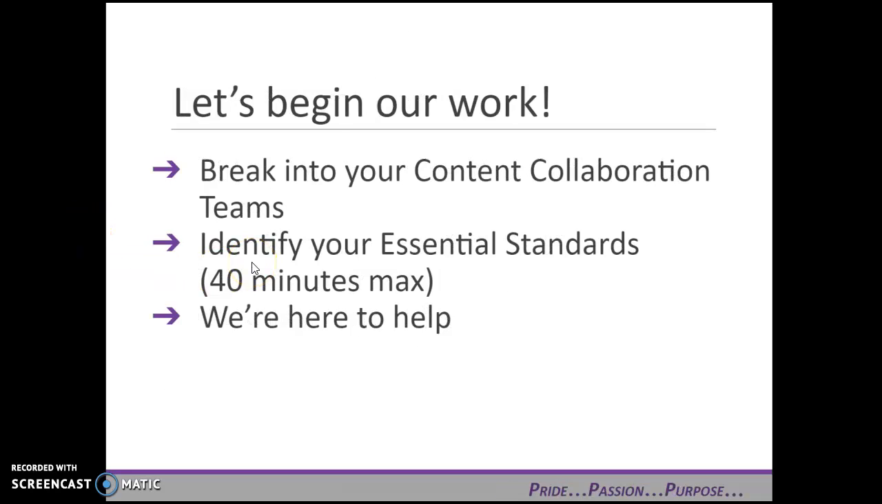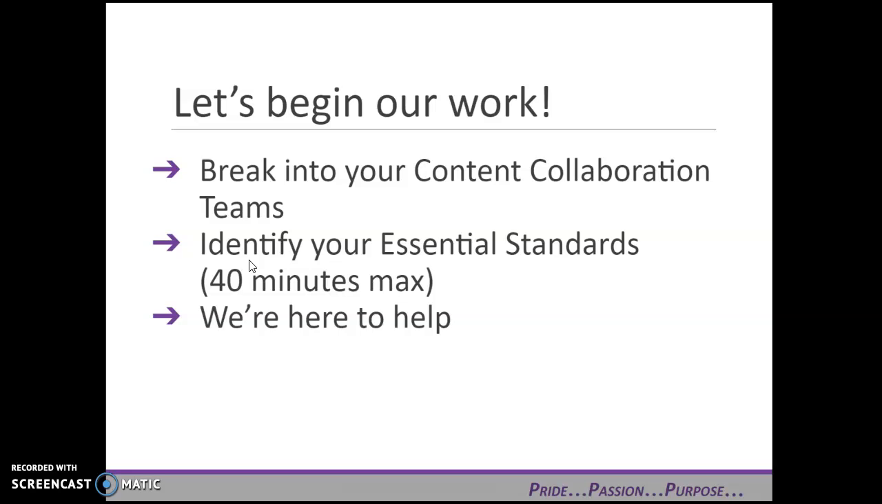Now we will break into our teams and identify the standards. Make sure that you designate someone in your group to take notes. You'll be able to work at most 40 minutes in order to identify these essential standards. We are here to help you and help guide your work, answer questions if you need to. There's also a handout that we will make available to you to help guide your conversations about whether standards meet that real acronym.